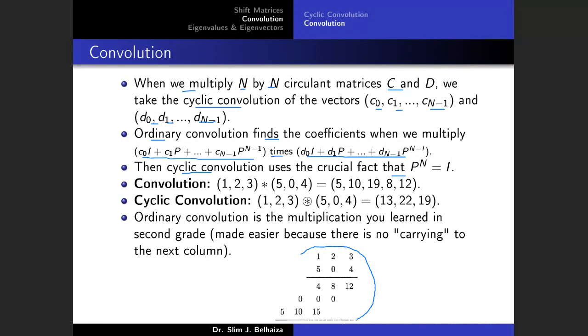So in fact, you will have 1, 2, 3 multiplied by 5, 0, 4. And if you don't carry to the next column, you get 5, 10, 19, 8, 12. While cyclic convolution gives you exactly what we had in the previous slide.